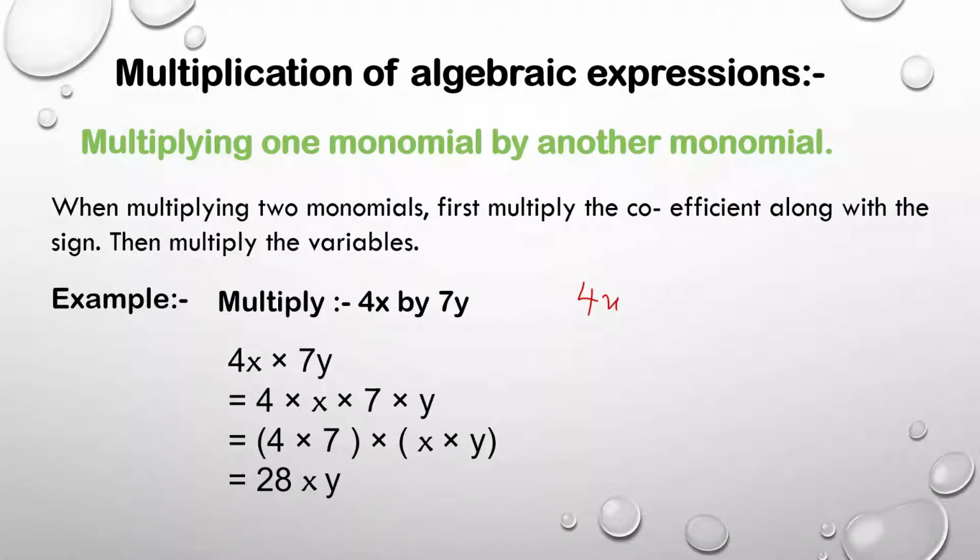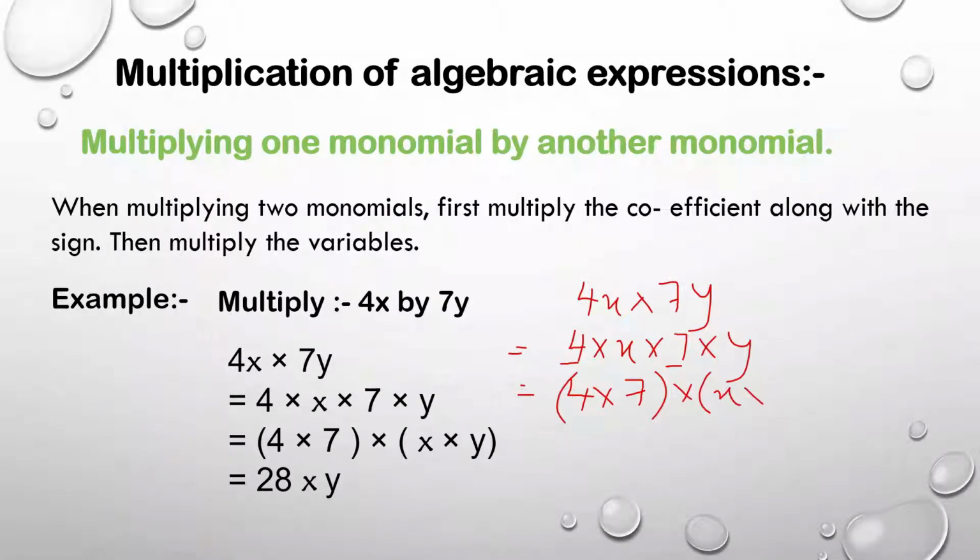So 4x into 7y you have to multiply. First split it out: 4 into x into 7 into y. Now you take all coefficients together. Coefficients means numbers. So 4 into 7 you take together, and the variables you take together, x into y. Now 4 sevens are 28, and here xy. So the answer is 28xy.